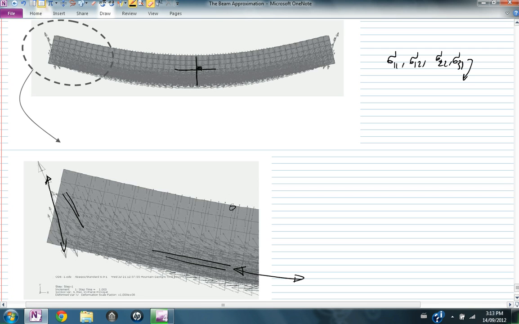And so this is it for chapter 6. We presented the beam as a special example of the continuum mechanics problem that we introduced in the previous chapters.